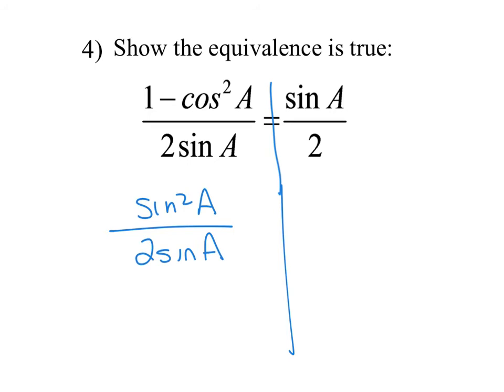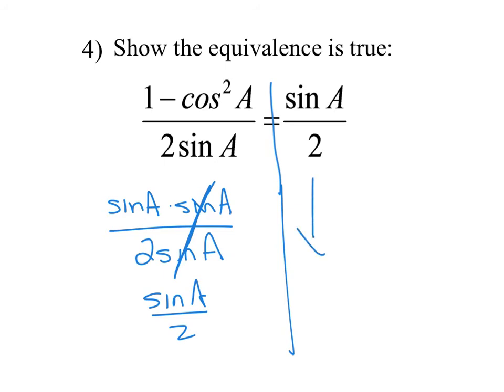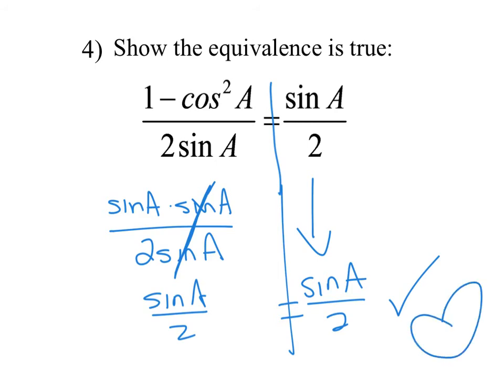What we can do here, to make it more clear, sine squared would be just sine of a times the sine of a. Remember, anytime you square something, you just write it twice. So you have a sine a divided by a sine a. Those go away, and I'm left with sine a over 2, which is exactly what this is. So these are equal, and you have to figure out how to make them equal. Okay, so that's it for now. Check that out and see if you can figure that out.